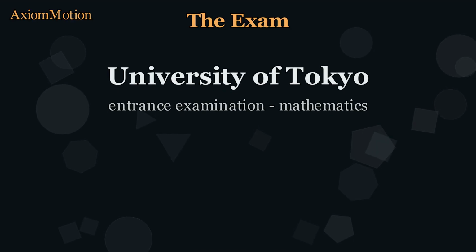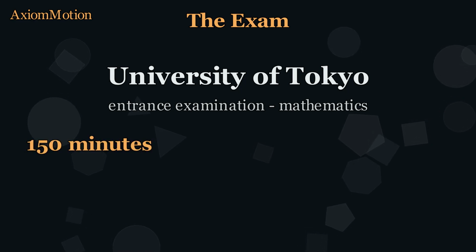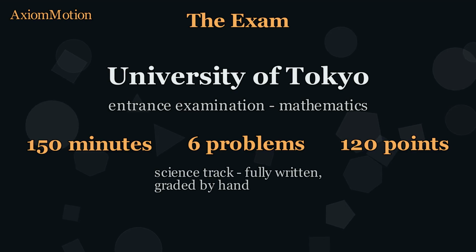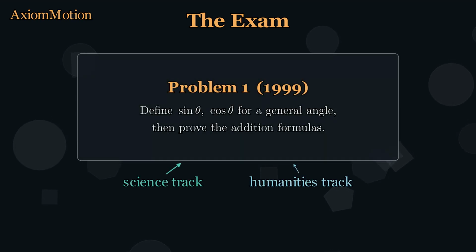Some context. The University of Tokyo entrance exam is one of the hardest mathematics exams a high school student can face anywhere in the world. On the science track, 150 minutes, 6 problems, 120 points. Every answer fully written out, and every step graded by hand. And in 1999, this problem appeared as Problem 1, for the science track and the humanities track alike.